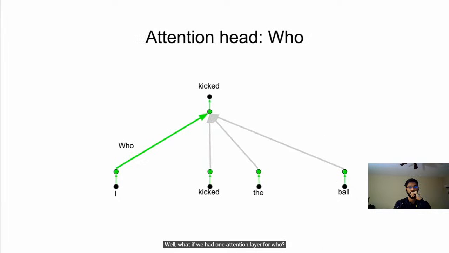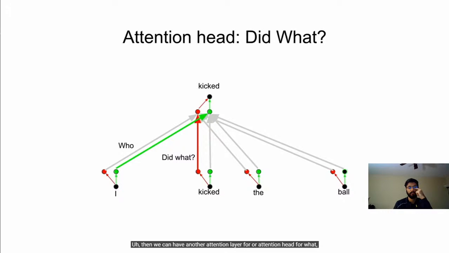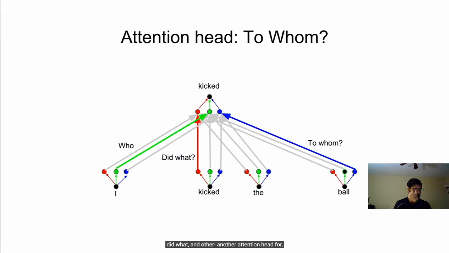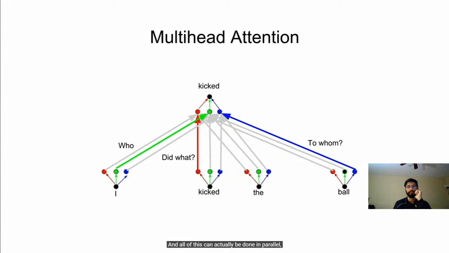Well, what if we had one attention layer for who? You can think of an attention layer as almost a feature detector, because it carries with it a linear transformation, so it's projecting into a space which starts caring maybe about syntax, or a space which starts caring about who or what. Then we can have another attention head for what, did what, and another attention head for whom, to whom. And all of this can be done in parallel, and that's exactly what we do. For efficiency, instead of having these dimensions operate in a large space, we reduce the dimensionality of all these heads, and we operate these attention layers in parallel, sort of bridging the gap.